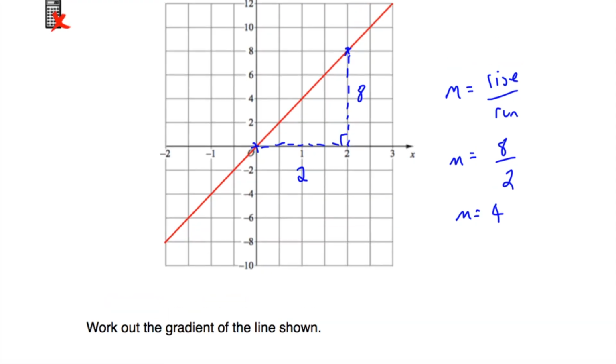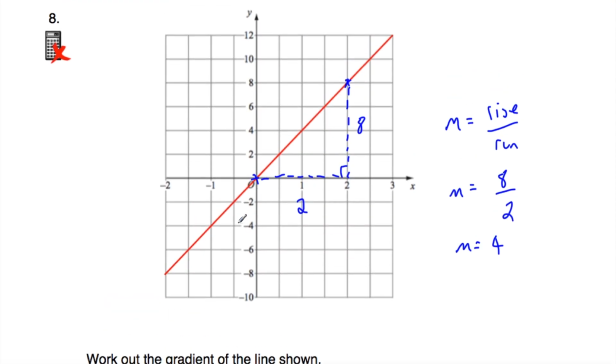And actually, one thing I just want to mention is I've been emailed about this question a few times, where people have said, well, hold on, the gradient of this line is equal to 1, because they think if you go across 1 box, you go up 1 box. But you've got to be careful and look at those scales. So the gradient of that line is equal to 4.